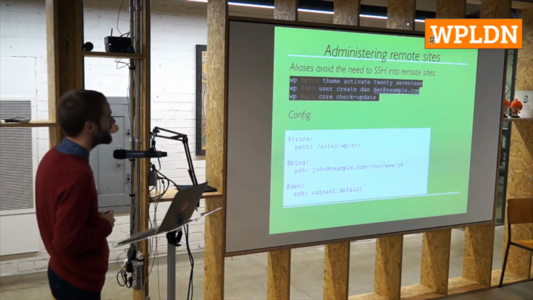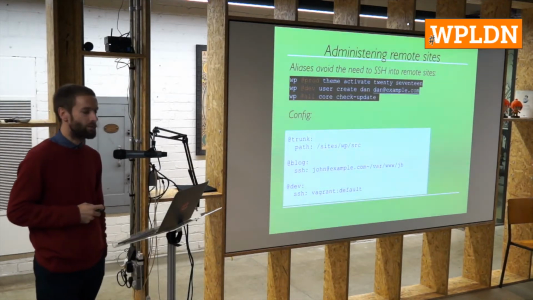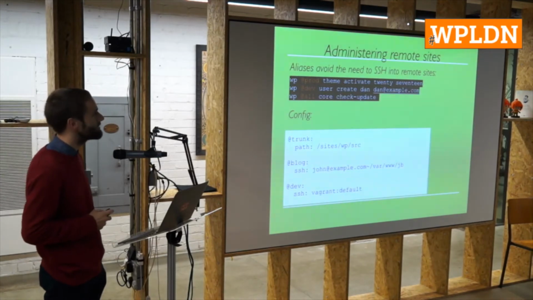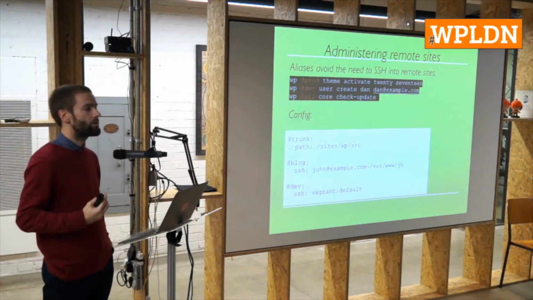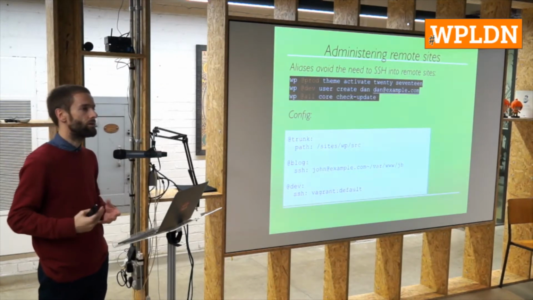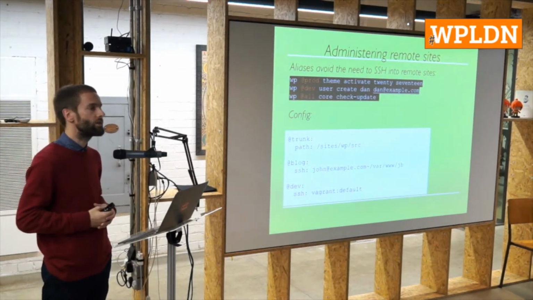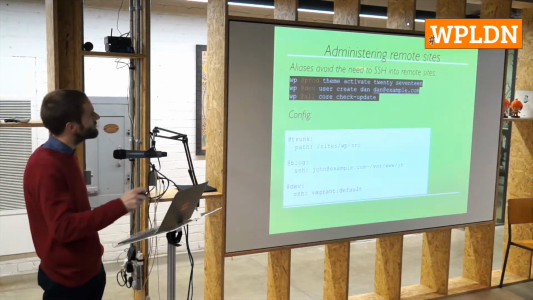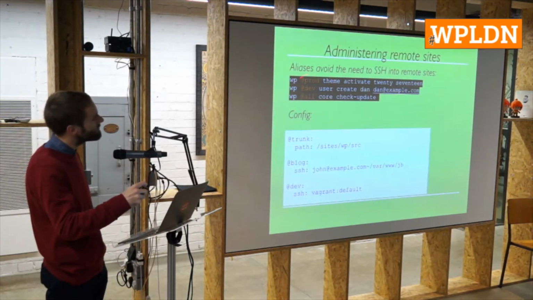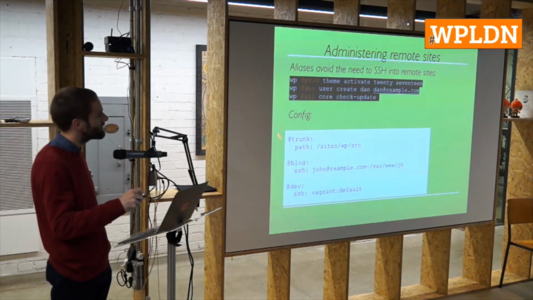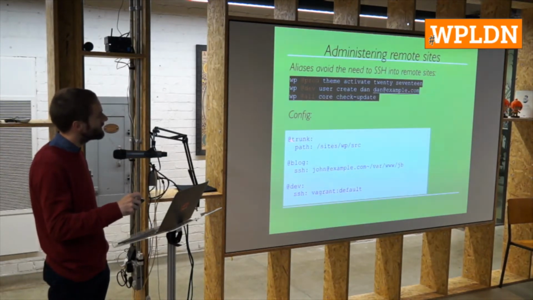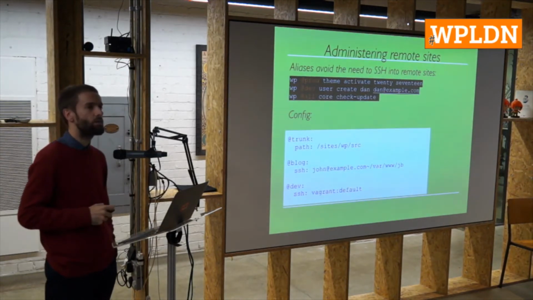Yeah, so this is a really neat piece of functionality in WP-CLI. You can administer remote sites. Typically, when you use WP-CLI, it operates on the site that is local to the machine that you're on. It supports this syntax here called aliases. In your configuration file for WP-CLI, you can set up an alias, and then you can use it to target that site when you run a command.